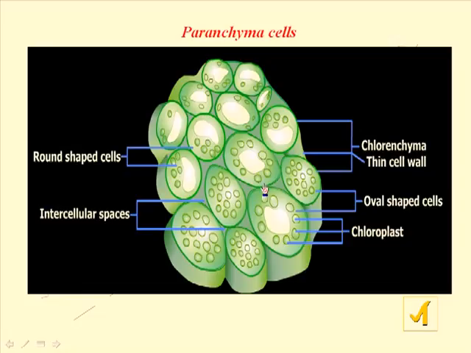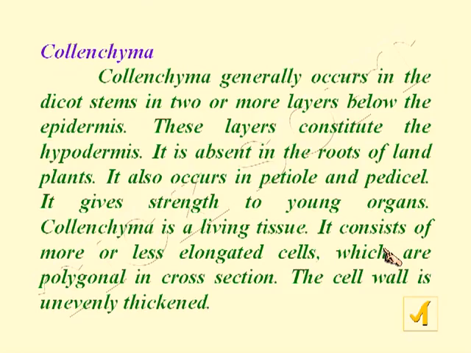In the petioles of banana and canna, star-shaped parenchyma cells are found. These cells are called stellate parenchyma. In the green parts of the plants, the parenchymatous cells have chloroplast. Those cells are called chlorenchyma. Its important function is photosynthesis. So this is the chlorenchyma: thin-walled cells, round-shaped cells, intercellular spaces, and oval-shaped cells. This is chloroplast. These are the parenchyma cells.